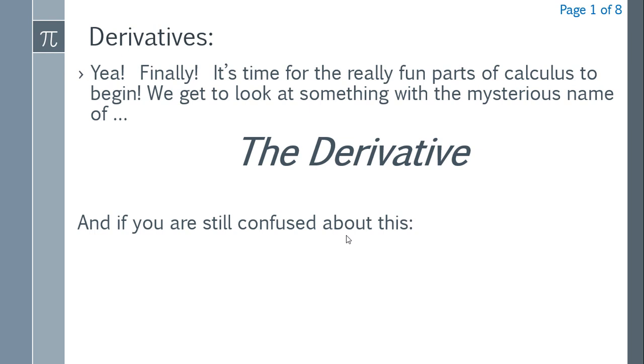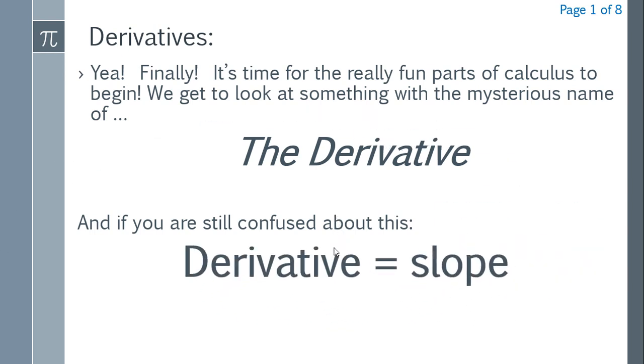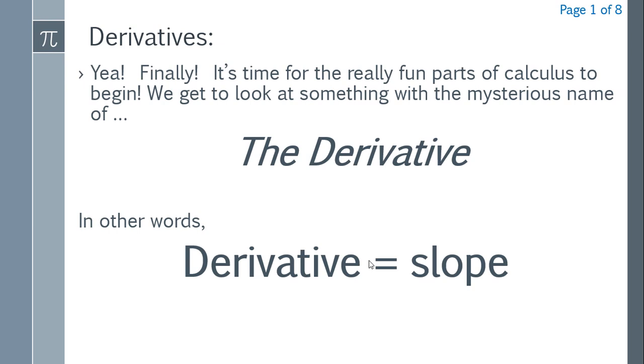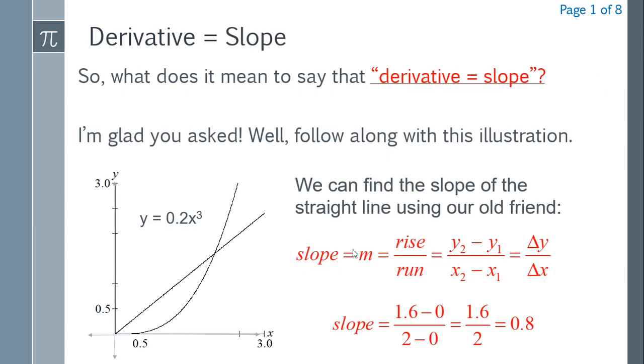If you're still confused about this, what is it called? What is it really? Derivative really is the slope, and we'll go into much more detail about this. But we're really familiar with slope. We've been doing that since our Algebra 1 and geometry days. So derivative equals slope. So what does that mean to say derivative equals slope?